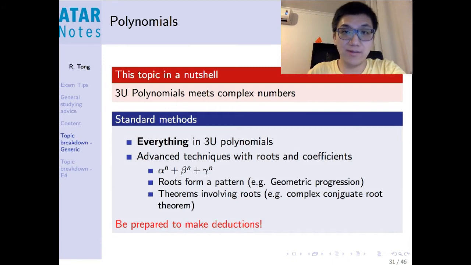Polynomials is very strongly tied to complex numbers. It's really just polynomials from 3 unit plus complex numbers combined together. So not really too much for me to say. You saw in the 2015 question, that's one possibility of advanced E4 polynomials questions.